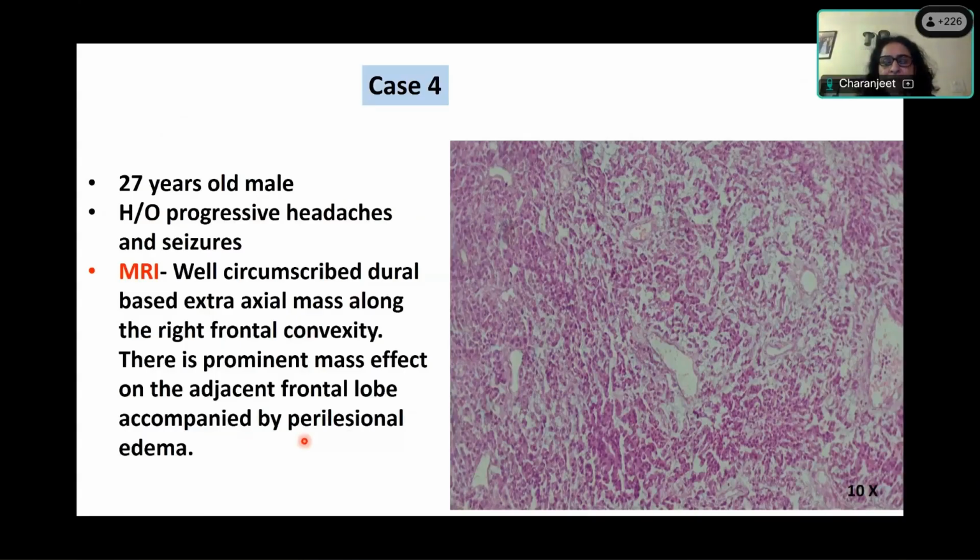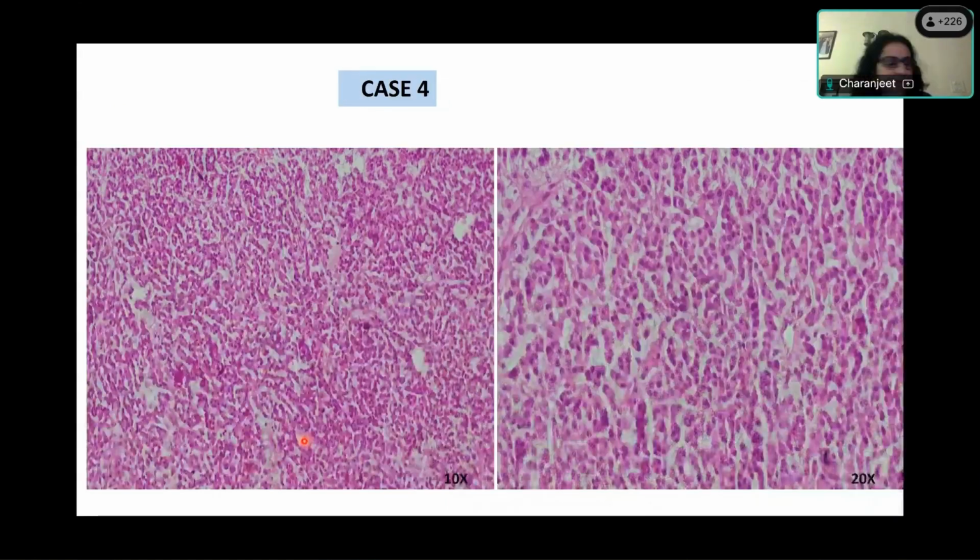What are you seeing, Dr. Ekta? Sections examined show a highly cellular tumor, one. Yes, ma'am. Two, a monomorphic population of small round blue cells is seen. Oh, these are small round cells, not blue cells, ma'am. Round cells. Okay, round cells. Okay, what else?